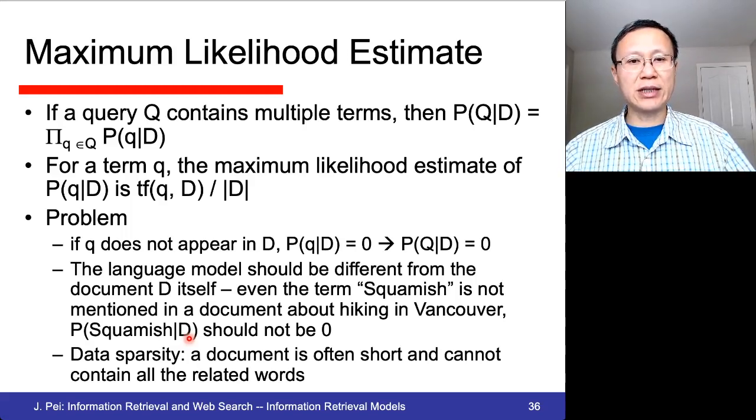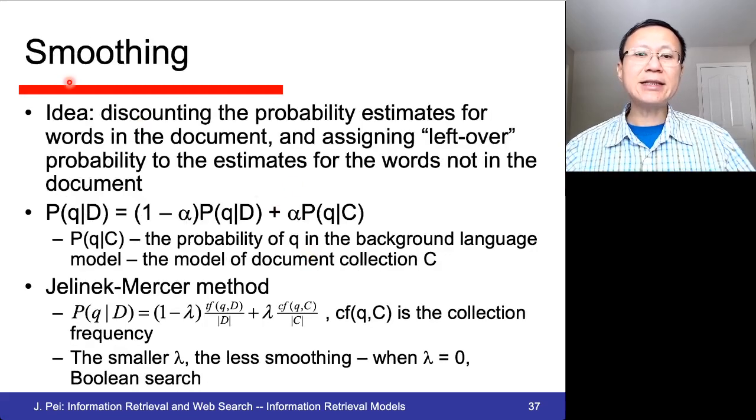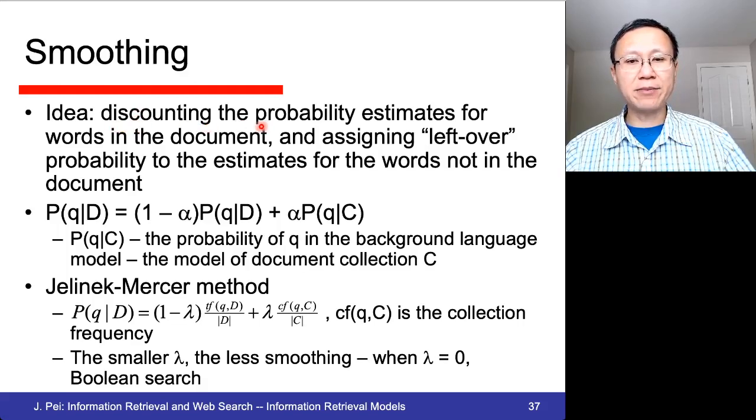We need to do some technical treatment to overcome those shortcomings and make the document model more powerful in matching a query Q. This is the idea of smoothing. The idea of smoothing is that we discount the probability estimates for the words in the document and assign some leftover probability to the estimates of the words not in the document.